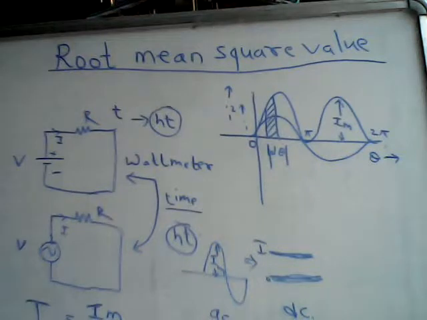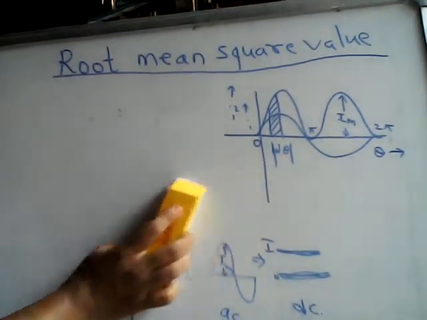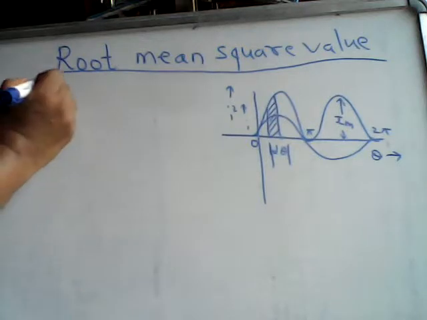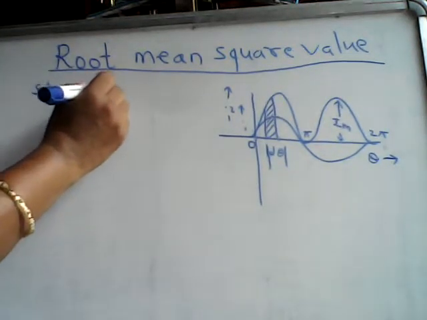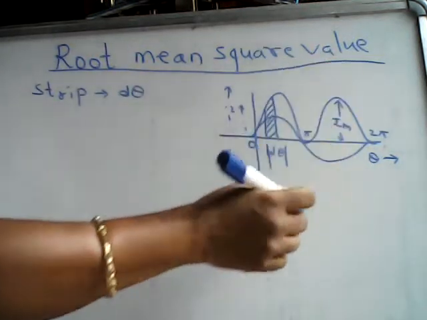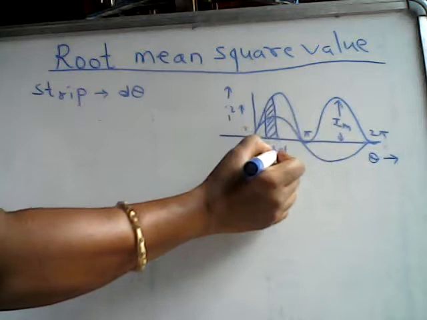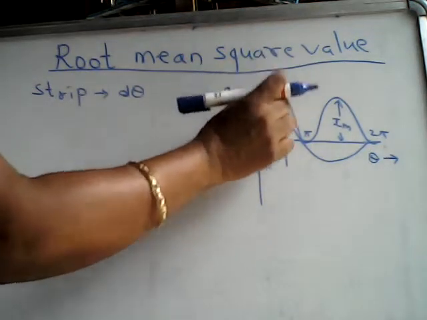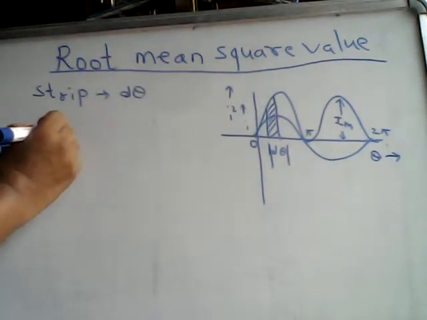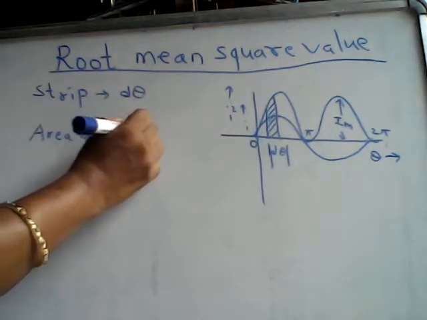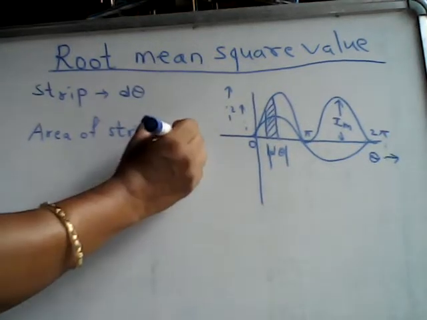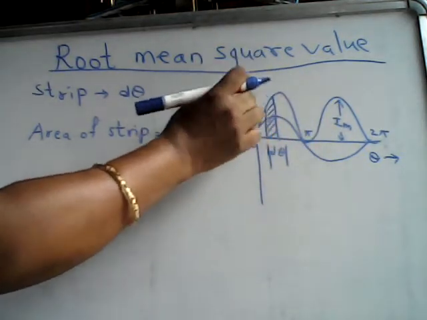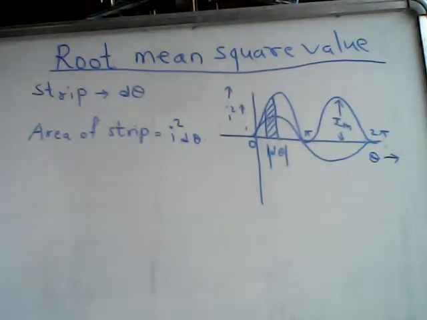Now let us derive this equation. Consider a strip of thickness d theta in the waveform shown. This is a waveform, AC waveform, and we have considered an elementary strip of thickness d theta. Then the area of this strip is equal to I square into d theta. I is the current which is flowing, and I square is also shown along the y axis, and theta is along the x axis.